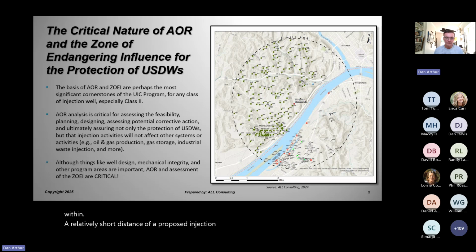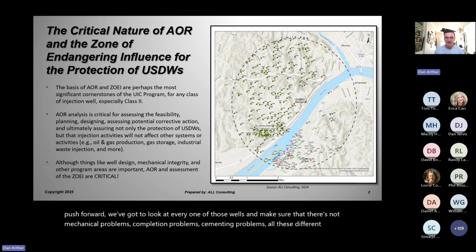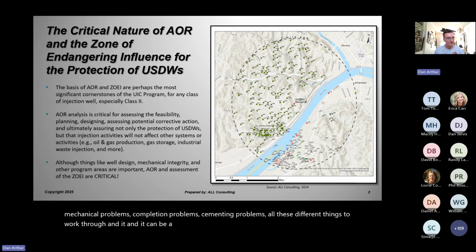So that means before we can really push forward, we've got to look at every one of those wells and make sure that there's not mechanical problems, completion problems, cementing problems, all these different things to work through. And it can be a chore. So it's complicated. We'll go through some of this to the best I can.